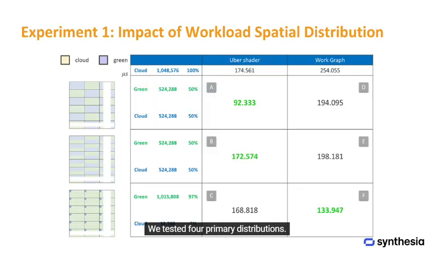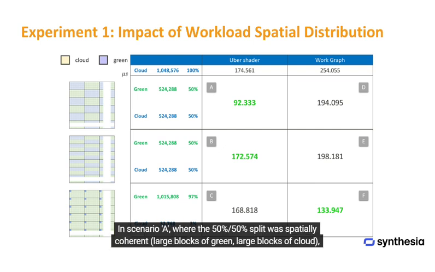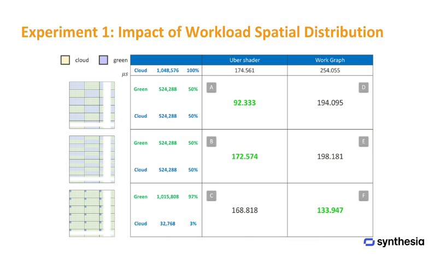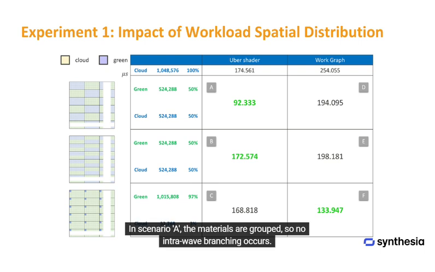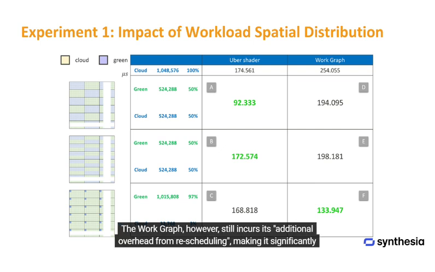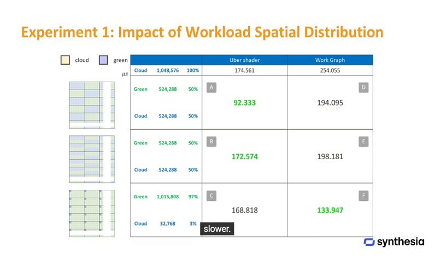We tested 4 primary distributions. In scenario A, where the 50% to 50% split was spatially coherent, large blocks of green, large blocks of cloud, the Uber shader was more than twice as fast as the work graph. In scenario A, the materials are grouped, so no intra-wave branching occurs. The Uber shader runs at full efficiency. The work graph, however, still incurs its additional overhead from rescheduling, making it significantly slower.